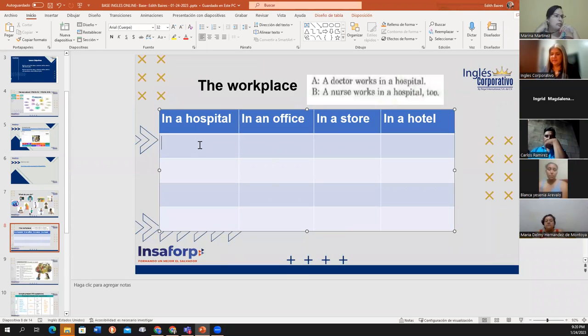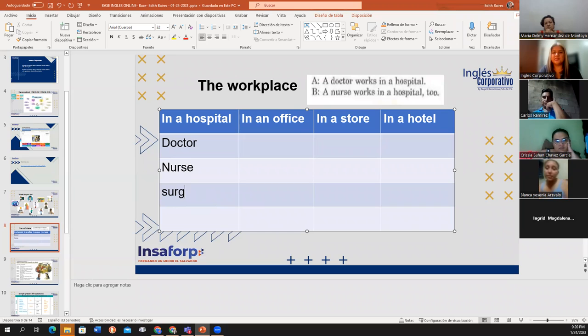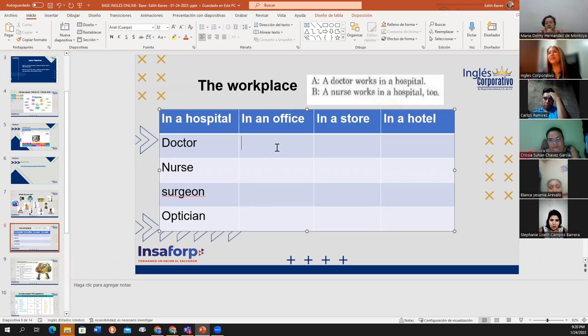Who works in a hospital? Doctor. Nurse. Surgeon. The vet. Optician. Pharmacist. Yes. And the optician too, right? In an office.